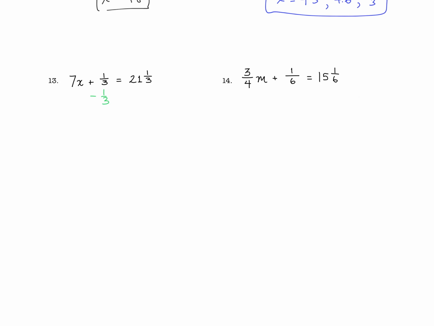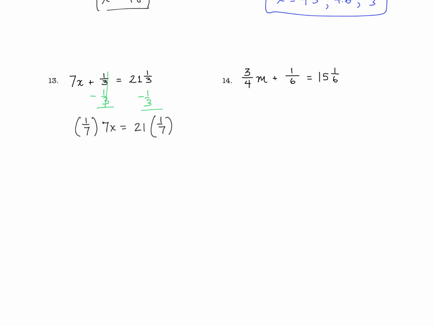And then I go to the other side and I go minus 1/3. Then I just simply simplify it. Well, 1/3 and minus 1/3 makes 0, and I'm left with 7x is now going to be equivalent to 21 and 1/3 minus 1/3, which is just good old 21. And now I'm going to go back to utilizing multiplying by the reciprocal. In this case, I will multiply everything by 1/7. The reciprocal of 7 is 1/7.